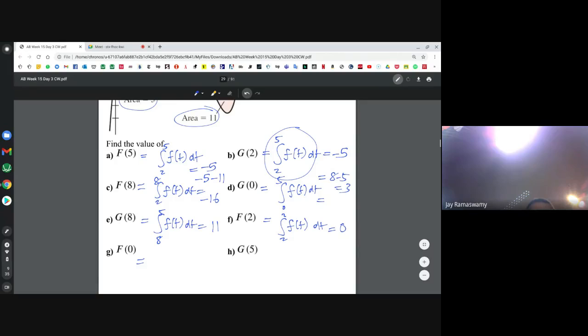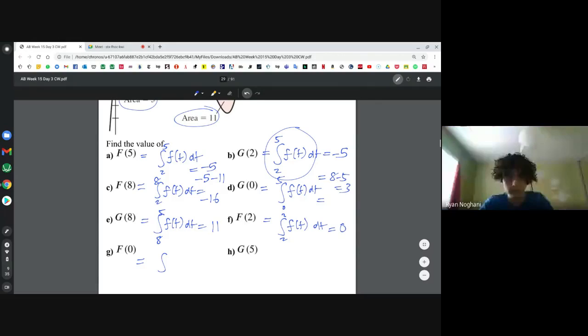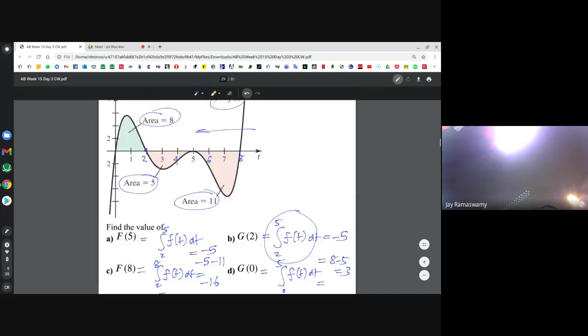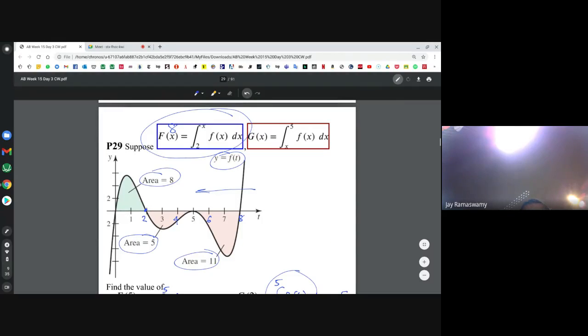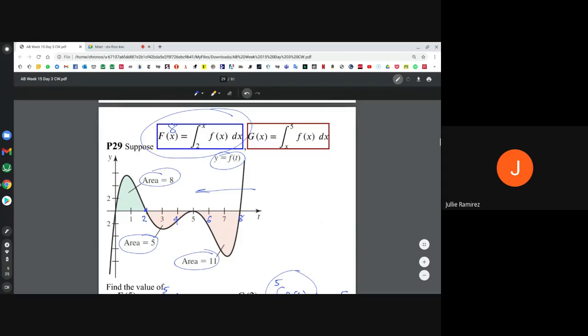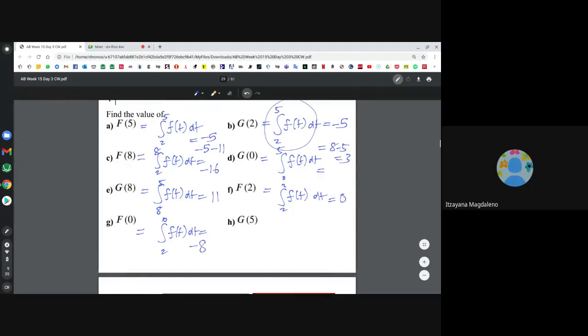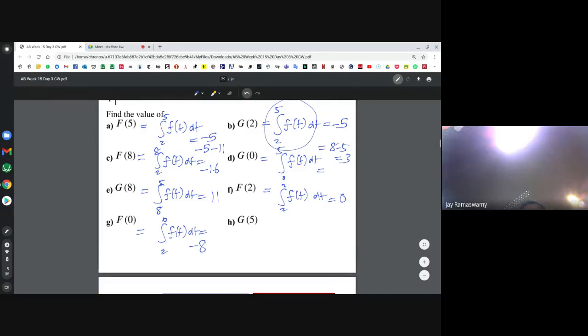Okay, next we're doing capital F of 0, which is the area from 2 to 0. Answer those yourselves. Do not speak. Are we going right to left or left to right? Right to left. So the answer is negative 8. The sign convention flips. Ms. Magdalena, are you doing okay? Yeah, I'm doing fine. Okay, guys, we're doing H. We're doing capital G of 5.